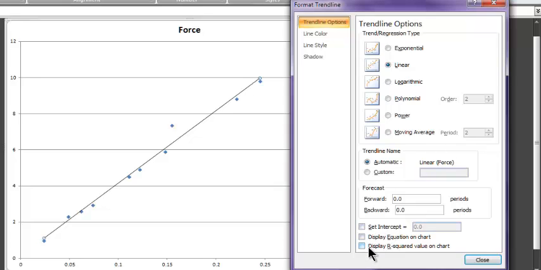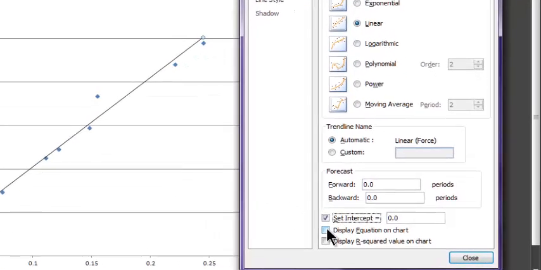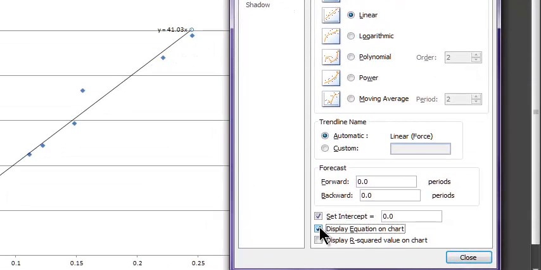Down here at the bottom, there are 3 things that you need to check, all 3 of them, and here's why. I'm going to check set the intercept to 0, 0. I know that if there is no weight hanging on the spring, then there is no delta X. That is, it doesn't stretch out the spring any. So I'm just telling it, when you graph it, know that 0, 0 is one of our data points. And then I'm going to click display equation on chart, that is going to tell me useful things like what my slope is. And then display R squared value.